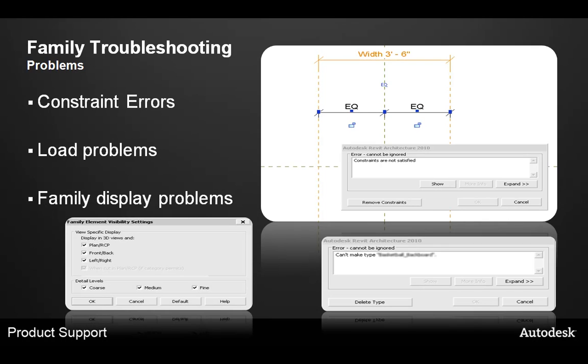Third, you may encounter a family display problem. When loading a family into the project, the family will not display correctly. These settings are controlled within the family editor environment, and understanding the family editor environment can further help you refine and understand these three types of problems.